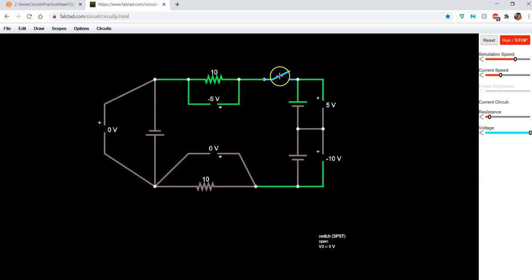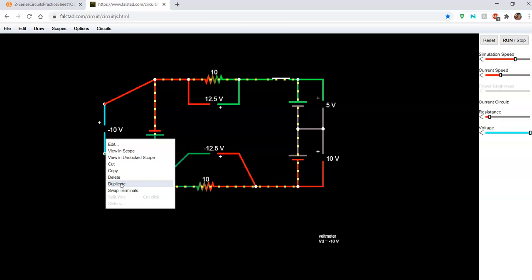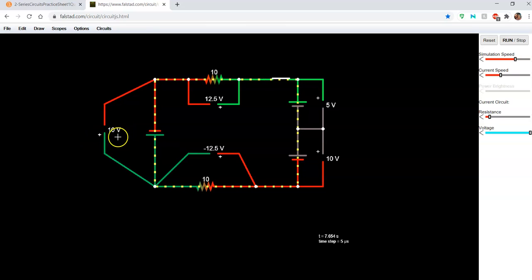So when we run our simulation, I'm going to swap these so you don't get confused. Here we have 10 volts. Here we have 5 and 10. So the total input voltage for the whole circuit is equal to 25 volts. 10 plus 10 plus 5, 25 volts.